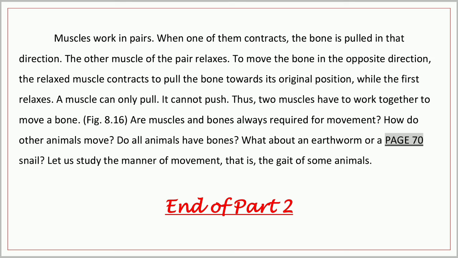Muscles work in pairs. When one of them contracts, the bone is pulled in that direction. The other muscle of the pair relaxes. To move the bone in the opposite direction, the relaxed muscle contracts to pull the bone towards its original position, while the first relaxes. A muscle can only pull, it cannot push. Student, please remember this. A muscle can only pull, it cannot push. Thus, two muscles have to work together to move a bone.